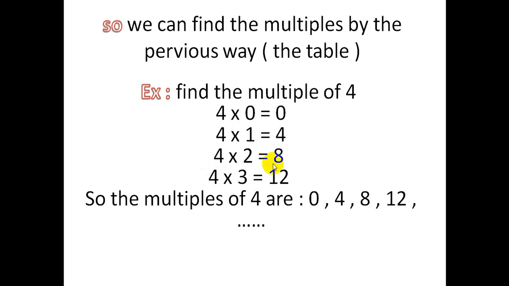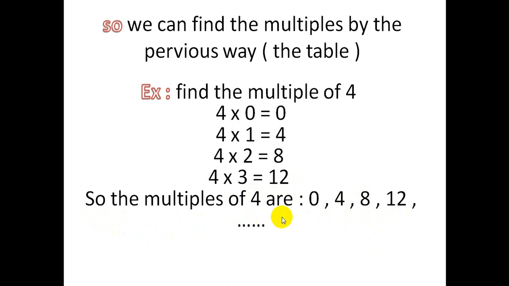I get the third multiple. 4 times 3 equals what? Equals 12. I have another. And so on. We can make 4 times 4, 4 times 5, 4 times 6, okay? And the result is the multiple of 4. Okay, so the multiples of 4 are 0, 4, 8, 12, and so on.